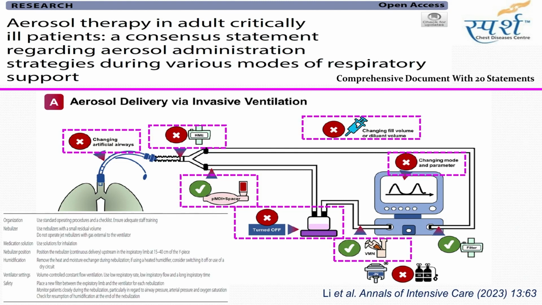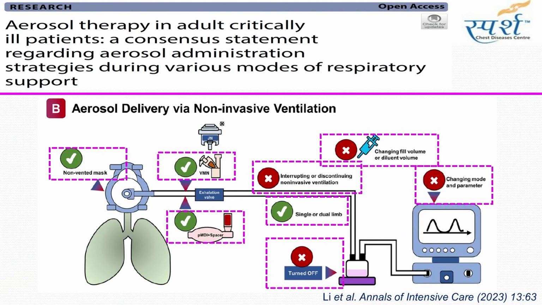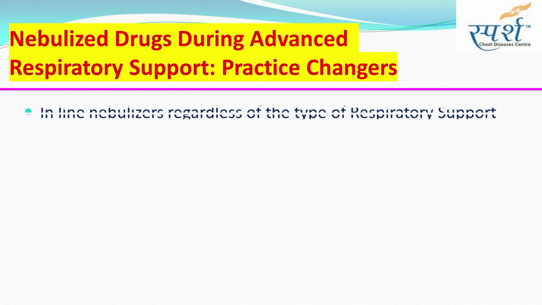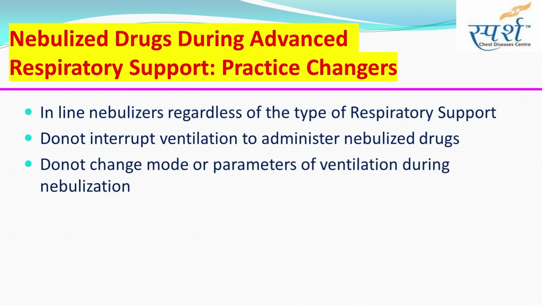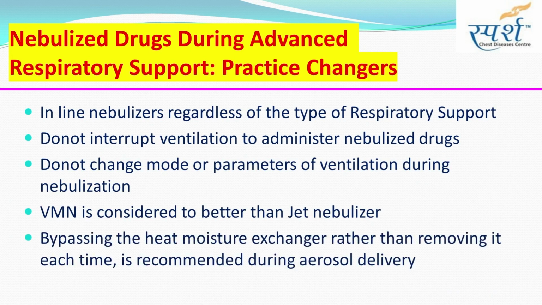Lastly, vibrating mesh nebulizer is the best nebulizer to go with. Jet nebulizers are out. Use inline nebulization. Don't connect it from outside because it affects the tidal volumes, the respiratory rate, it destroys the ventilator mechanics. So as far as possible, use a vibrating mesh. You can read this paper, I'm going to speed up a little bit, but there is data on high flow and non-invasive as well. So inline nebulizers, do not interrupt ventilation when you nebulize, do not change ventilatory modes, vibrating mesh is better, and bypassing the HME is the best option.